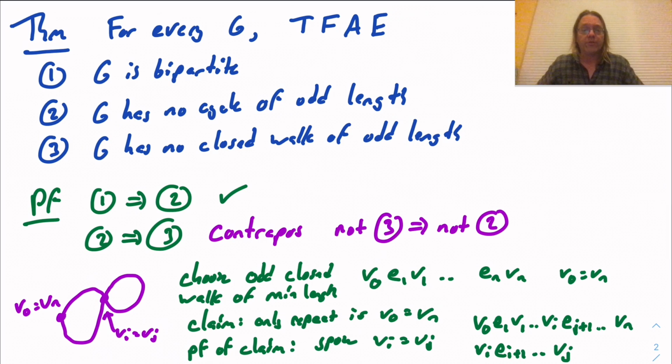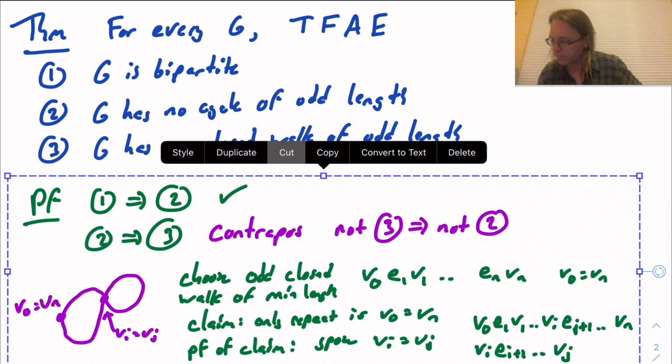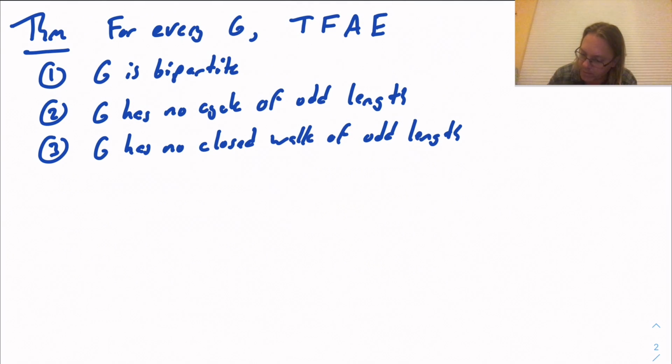previous theorem. The theorem that we have about bipartite graphs is very, very nice. It's very important too. A graph is bipartite if and only if it has no cycle of odd length, or if and only if it has no closed walk of odd length. And now, what we're going to do is add a fourth equivalent condition.